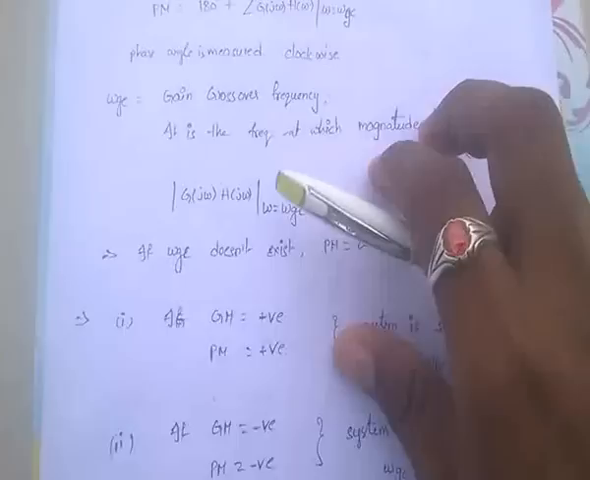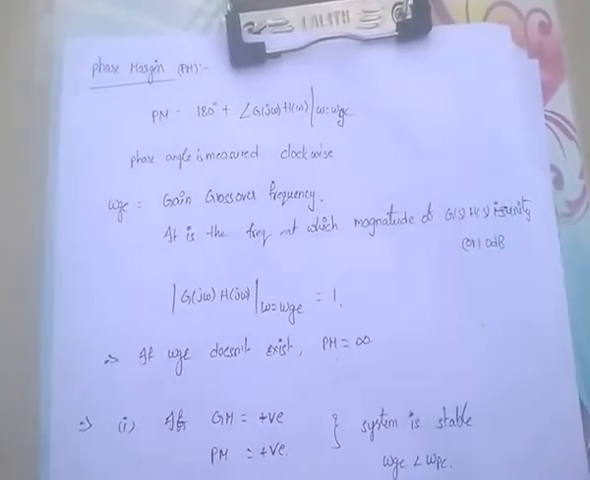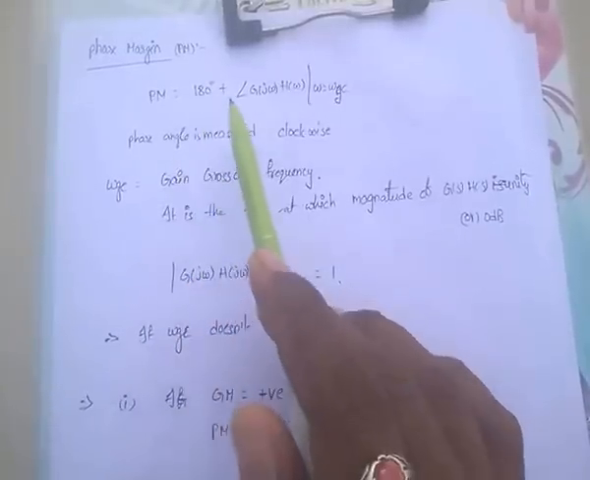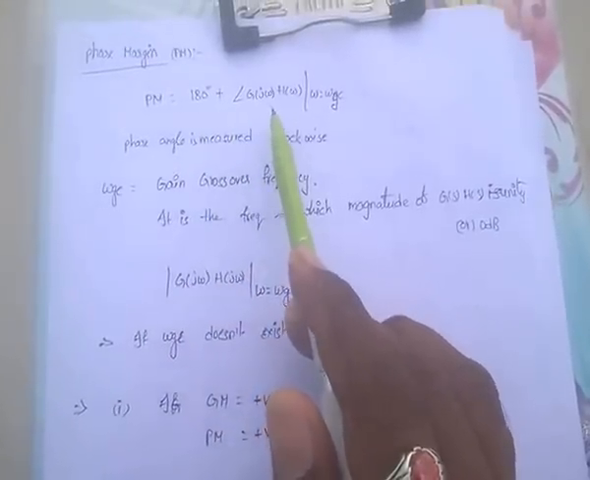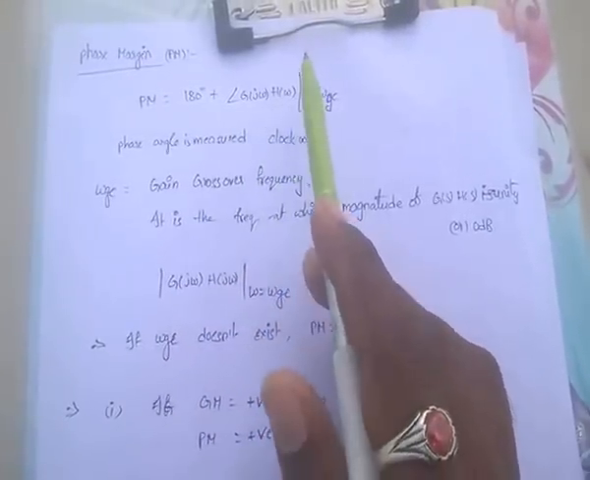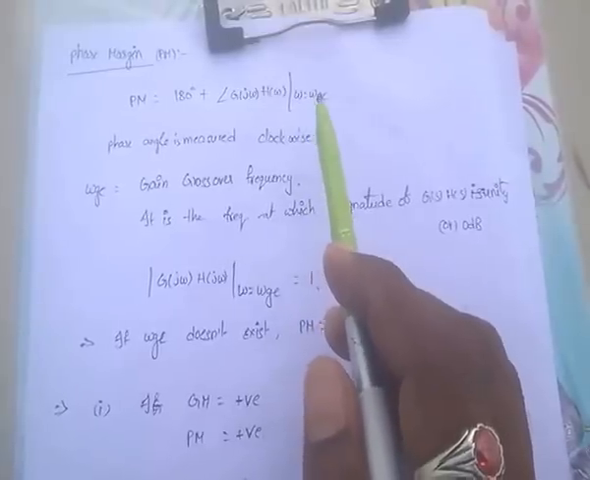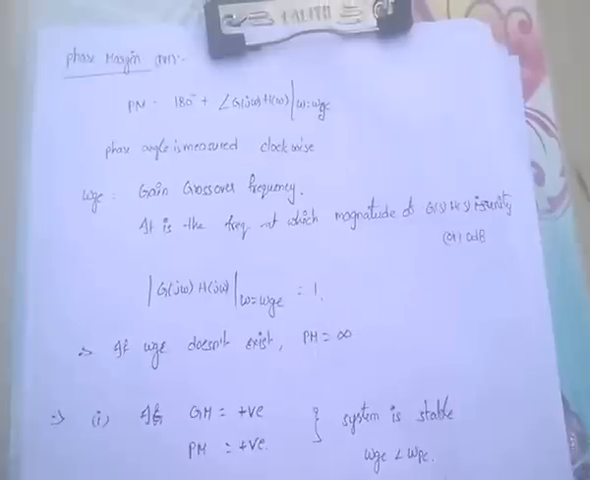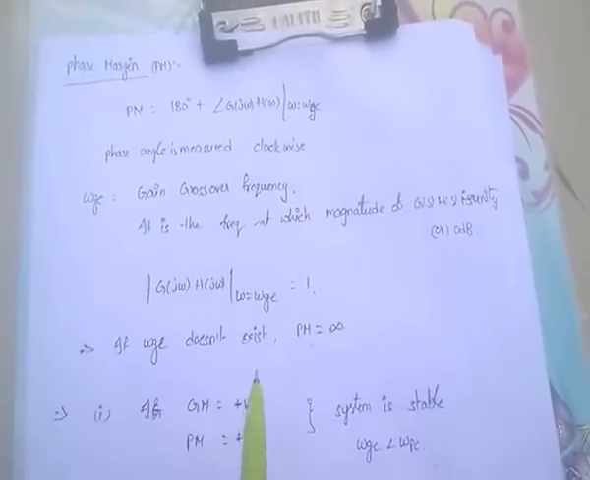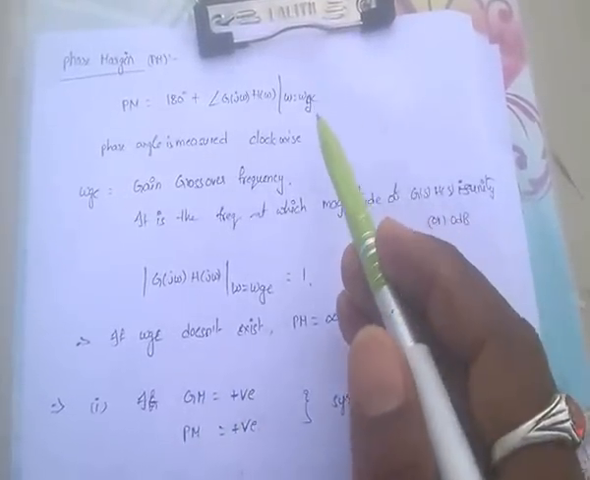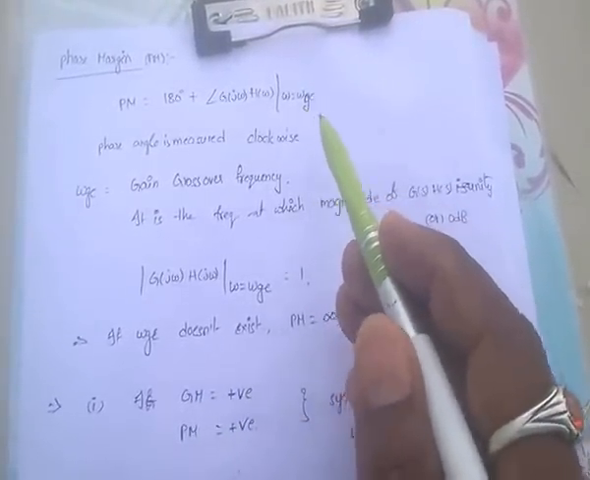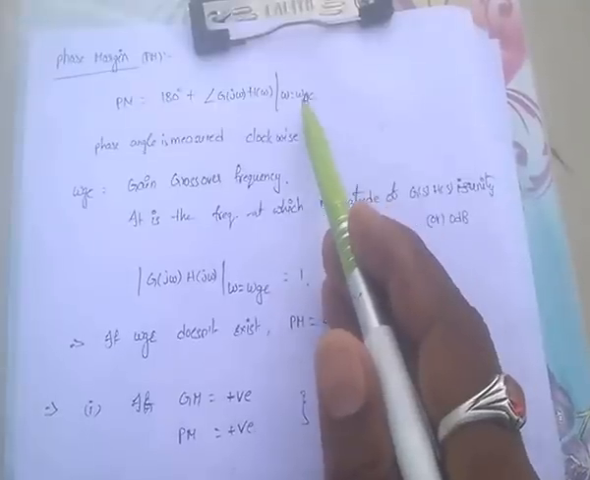And next one, phase margin. Phase margin is equal to 180 degrees plus angle of G of j omega, H of j omega at omega equal to omega gc. What is this omega gc? Omega gc is called the gain crossover frequency.